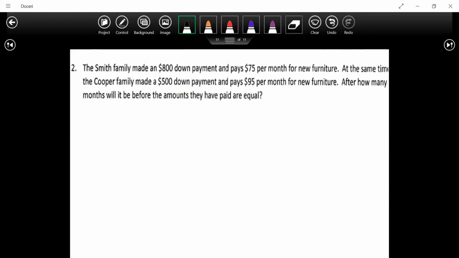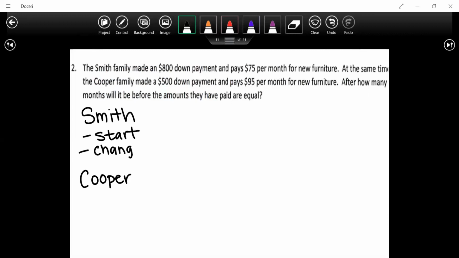So what two families are we comparing? Just how we did fitness and goals. Smith and Cooper. Smith is going to go on top. Cooper is going to go down below. We're going to have a start cost and the changing cost. Start and changing. From there, we're going to do our start for Cooper, changing down below.